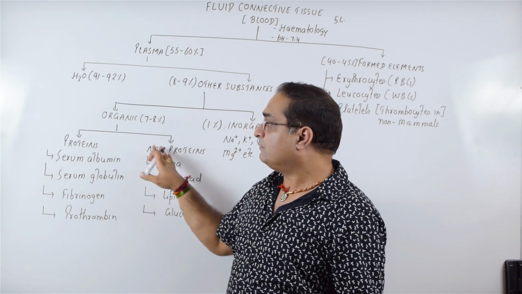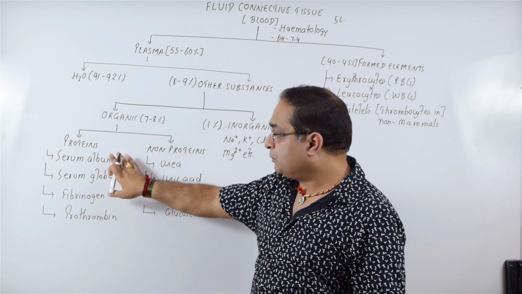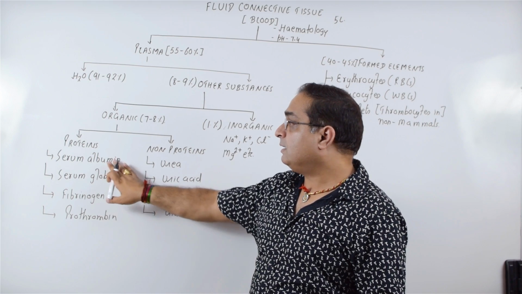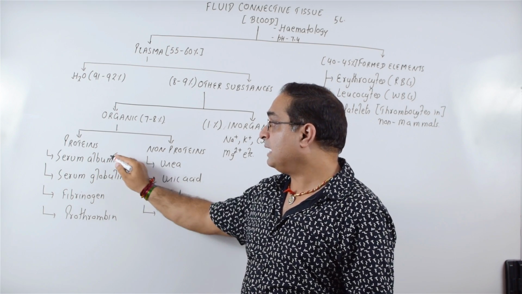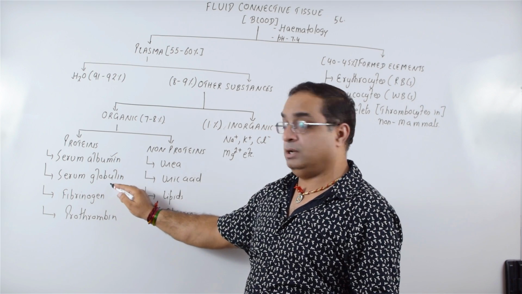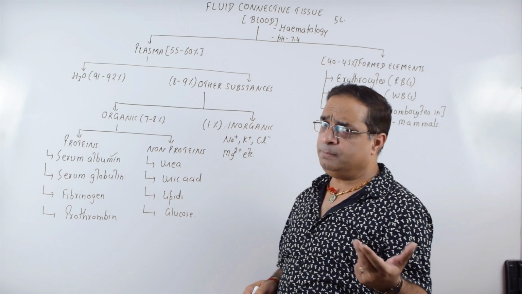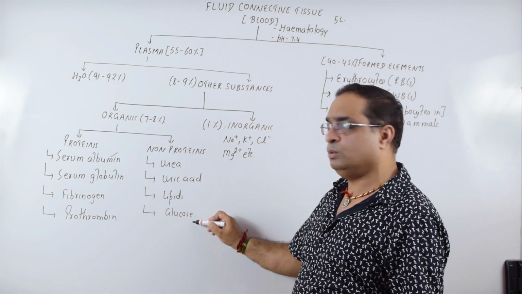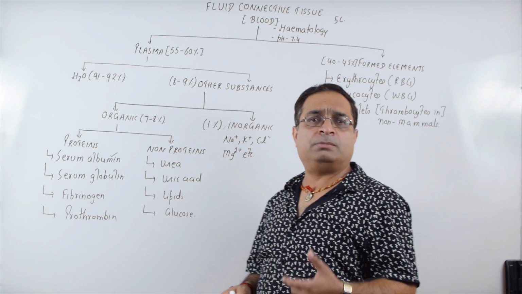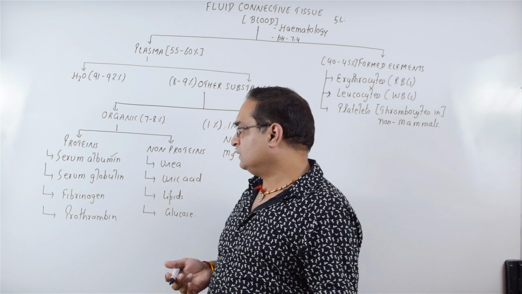Organic substances we can further classify as proteins and non-proteins. The different proteins in the blood are serum albumin, it is the maximum one. Please remember, serum albumin is maximum. Serum globulin, fibrinogen, prothrombin. The non-proteinaceous substances are urea, uric acid, lipids, glucose. In addition to this, there may be vitamins and hormones and other substances also.